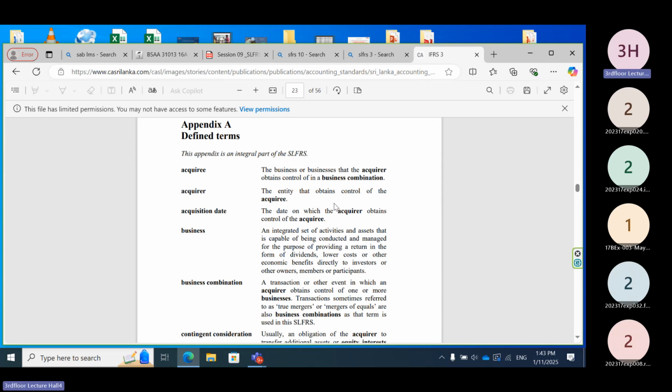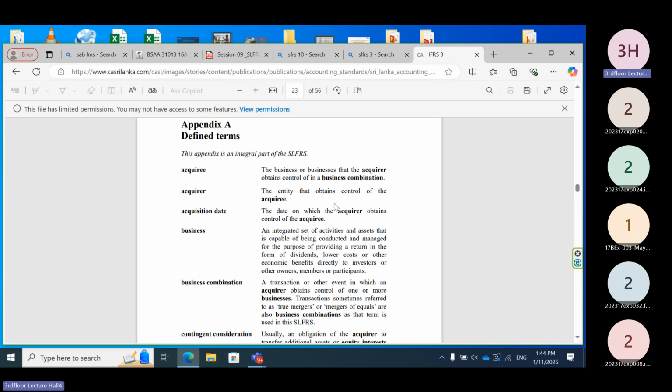And here we have an acquisition date. That's really important. We have a definition here: the date on which the acquirer obtained control of the acquiree. The date you took the control, we justify as the acquisition date.